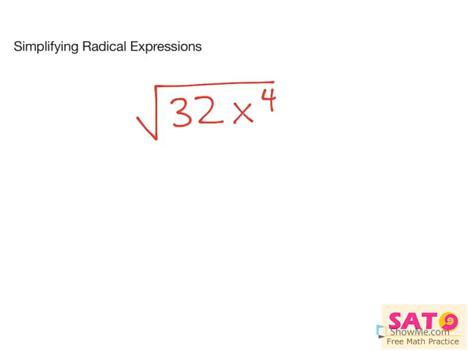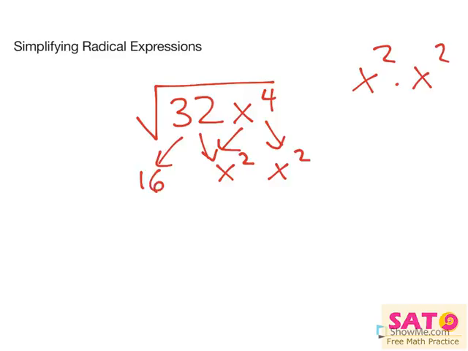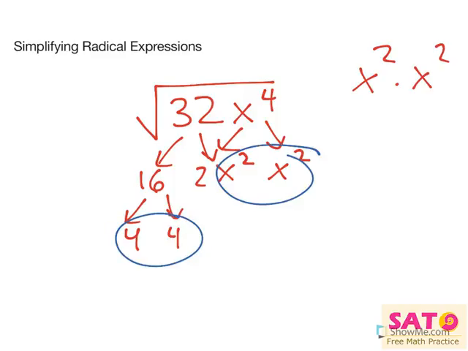We can apply the same concepts to variables as well. So let's say we have the square root of 32x to the 4th power. We don't know what number x is, but we do know that x to the 4th power is just simply x squared times x squared. So it's important that we know that exponent properties can apply here too. 32 is, let's say, 16 and 2, which works out because 16 is 4 and 4. So let's group these two, and the 2 remains in the radical. So 4x squared square root 2, and it works out perfectly.